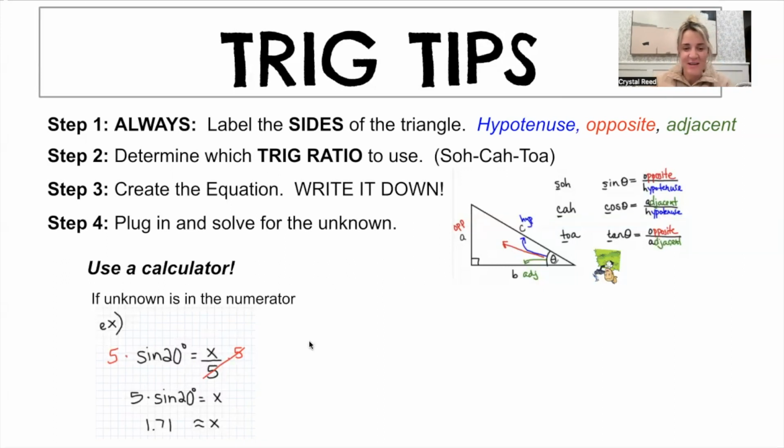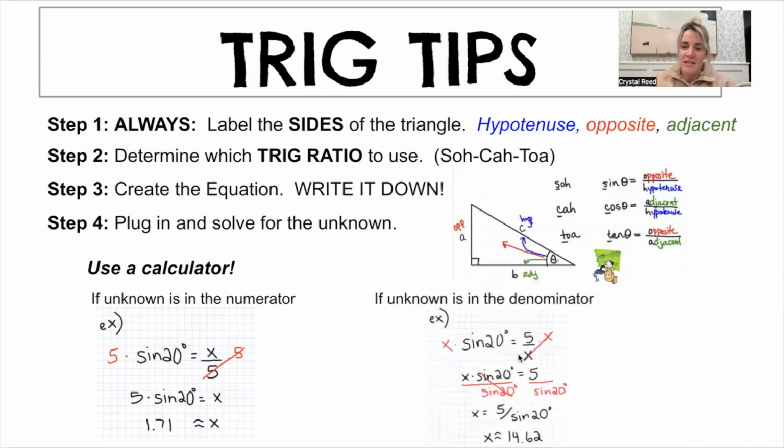If the unknown is on the top, the numerator, this is the easy one. You just multiply both sides by that denominator, plug in your calculator and solve. But if the unknown is on the denominator, you're going to have to multiply both sides by that unknown, then divide and then solve. So a little bit harder.